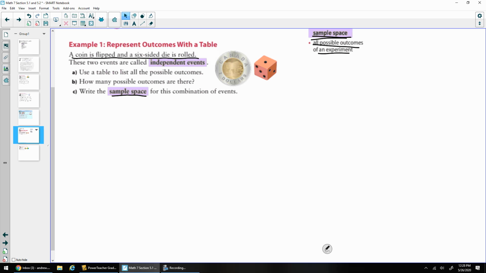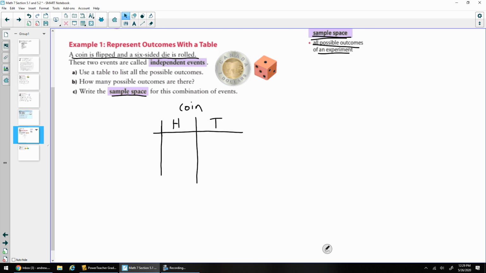So the first way is that we can use a table. We're going to make a table, and we're going to have the coin. Let's say we can put it at the top. Doesn't matter where you put it. And the coin options are heads or tails, correct? That's all you can get: heads or tails.